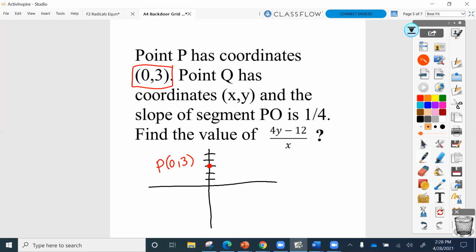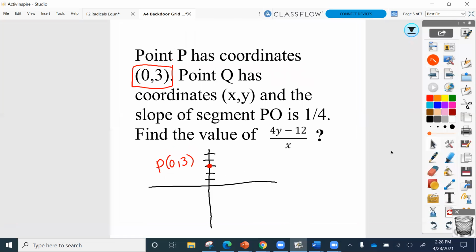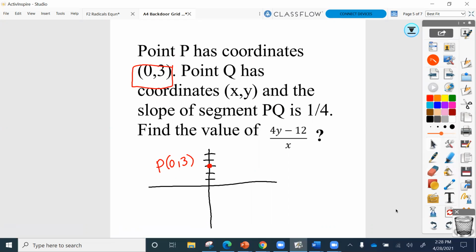Point Q has coordinates somewhere else, x, y, but the slope of the segment P, this should be a Q to me. Let me fix that. There. Oh, it's just hidden. Let me erase something there. There we go. Okay, but what they do tell you is that the slope of this segment is 1/4, right?